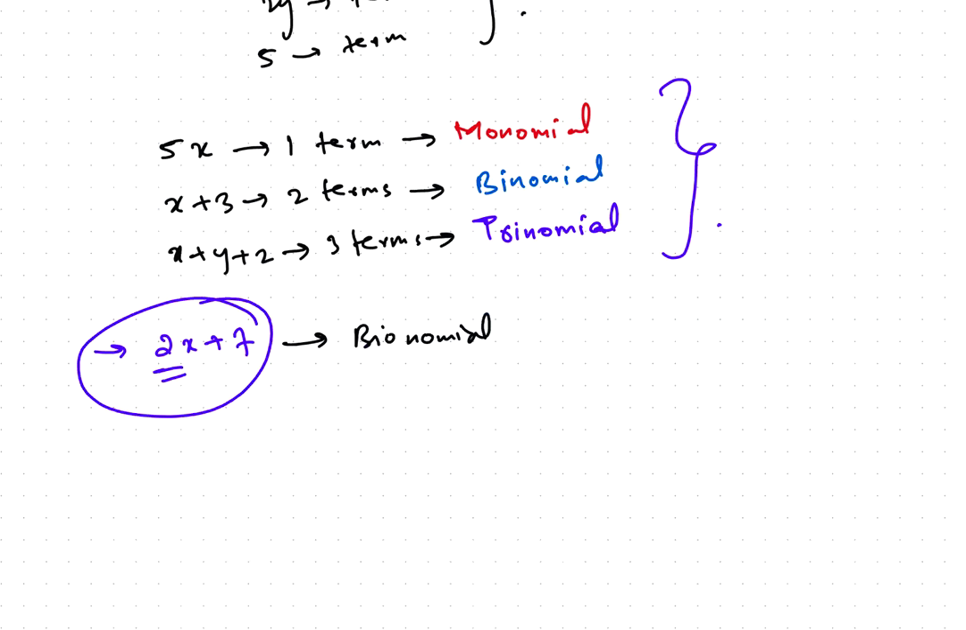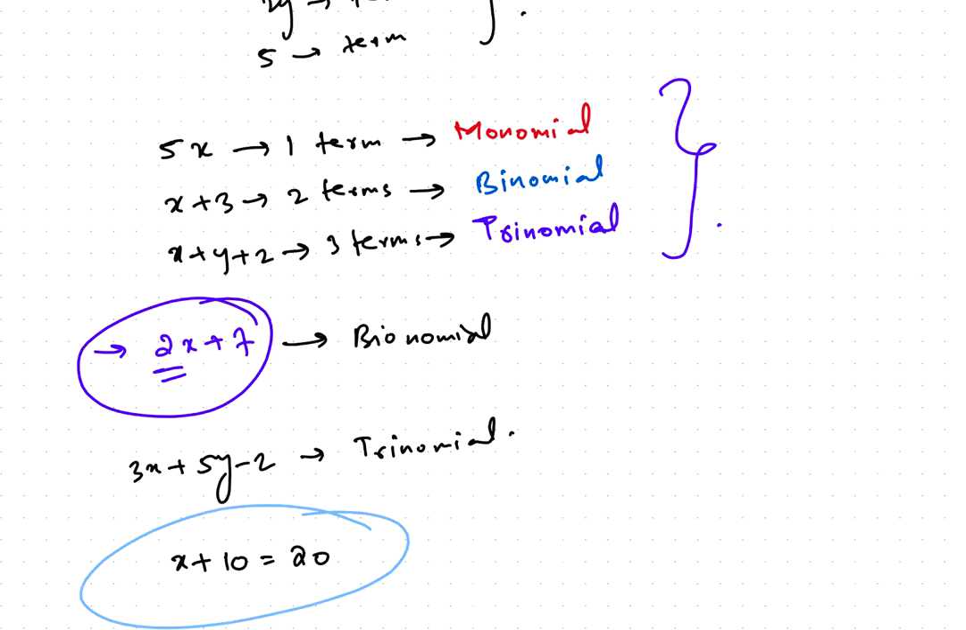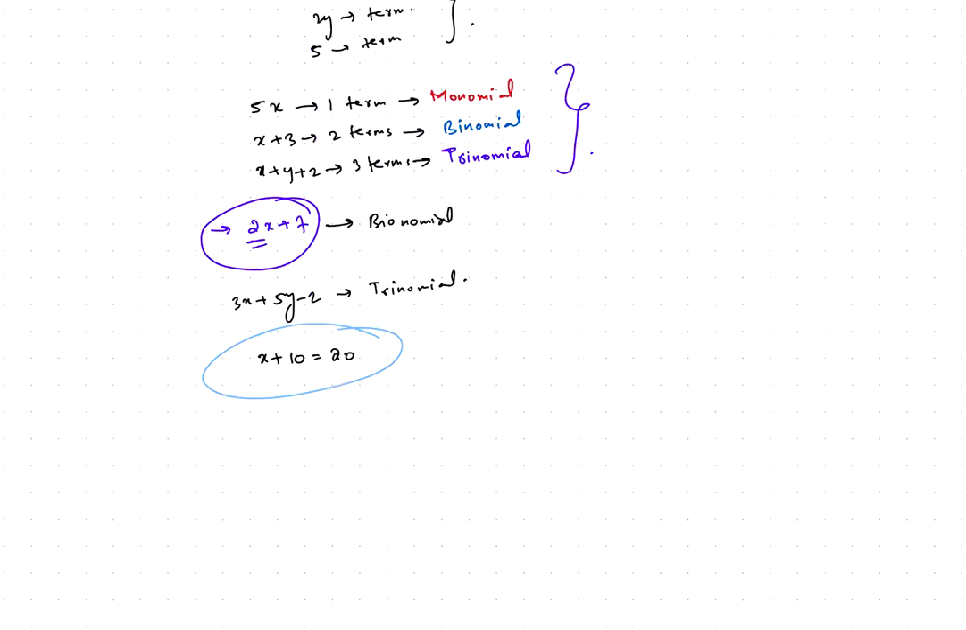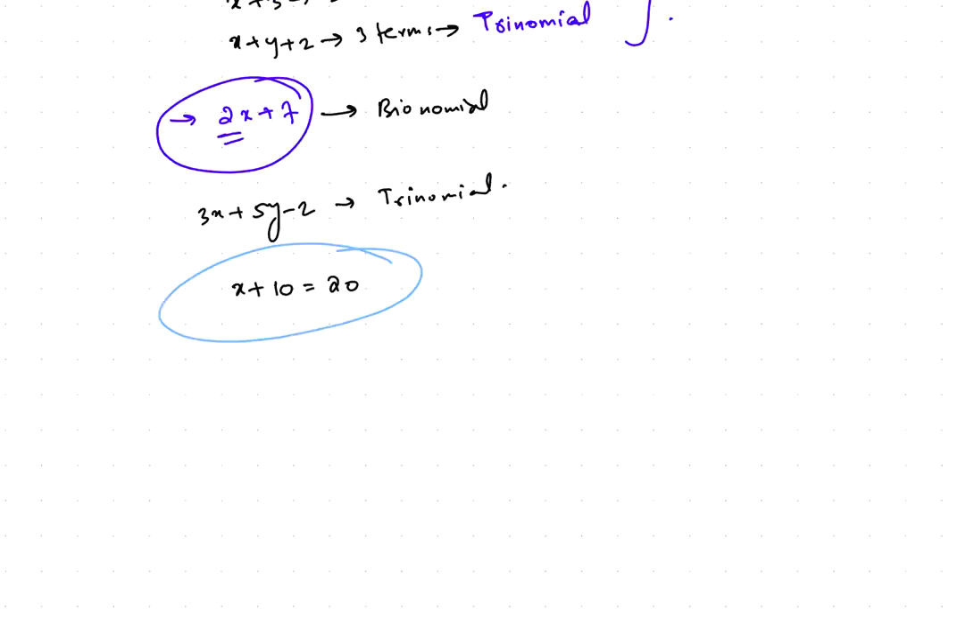Similarly, let's say we have 3x plus 5y minus 2. If someone asks you how many terms are there, obviously 3. So what is this called? Trinomial. Okay. If I write down something like x plus 10 equals 20, people may ask you whether this is an expression or an equation. Because I have set this equal to something, this becomes an equation because it has an equal to sign. Remember that.